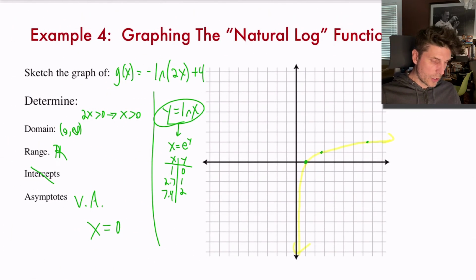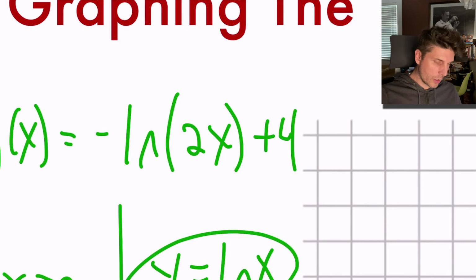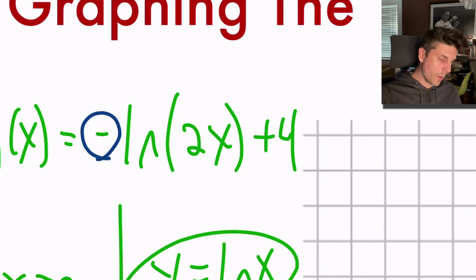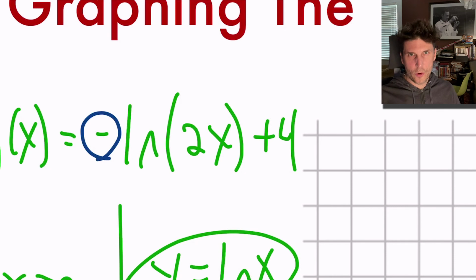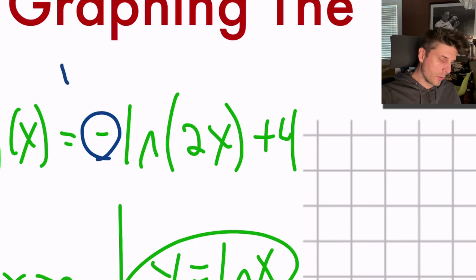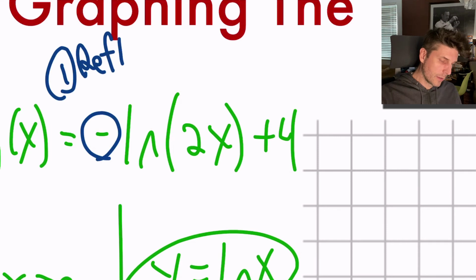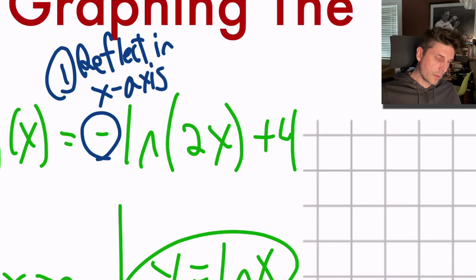All right. So let's mark up our original. So what's interesting here? Let's look at some multiplication. All right. Out front, we do have some multiplication. So we're multiplying all of our y values of our parent by -1. That means to take the parent and reflect in the x-axis.